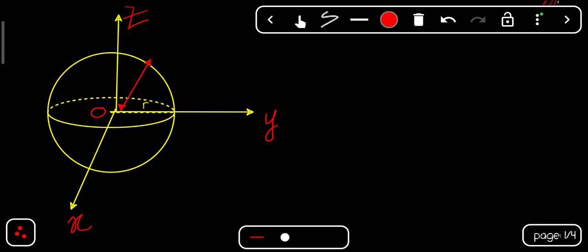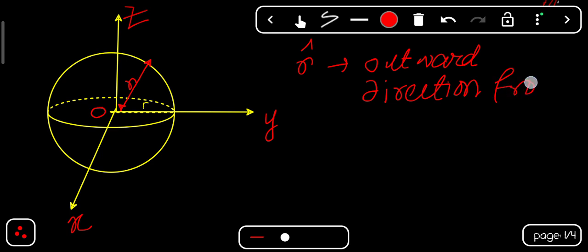Now, this is the radius vector from the origin to the surface point. You can take this radius anywhere, that means from the center to any point on the spherical surface of the sphere. The direction of r cap will be from the center in the outward direction. So you can write here that r cap is the outward direction from the center.